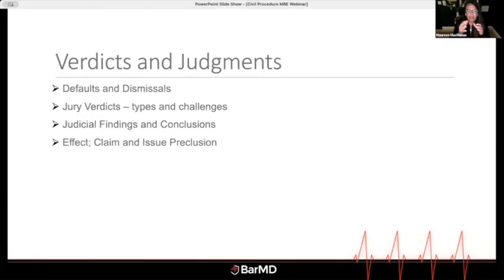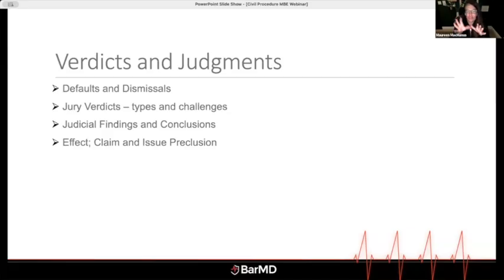Verdicts and judgments. So default judgments, dismissals. It's funny, there's some crossover with stuff here too, because this is sort of mentioned in pretrial. Jury verdicts. So challenging a jury verdict, the different types of jury verdicts, judicial findings and conclusions, which we don't see that much. Honestly, some of these terms, I'm like, what do you really mean by that? They're a bit vague. What most people miss is effect, claim, and issue preclusion. That's probably the hardest question that was given. I think it's the one that pretty much everybody missed.